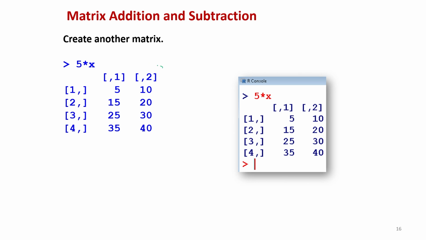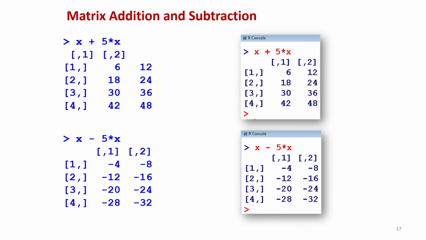So this will also be of order 4 by 2. Right. Now if I try to add X and this 5 into X, then what happens? This addition as well as subtraction, both are happening element wise. That means the element at the first row and first column of the first matrix is added to the element on the first row and first column of the second matrix.